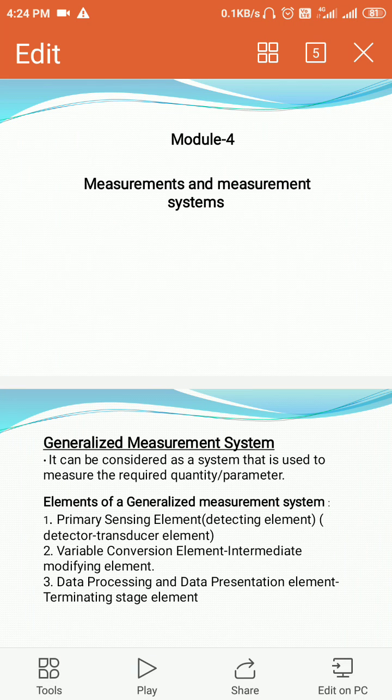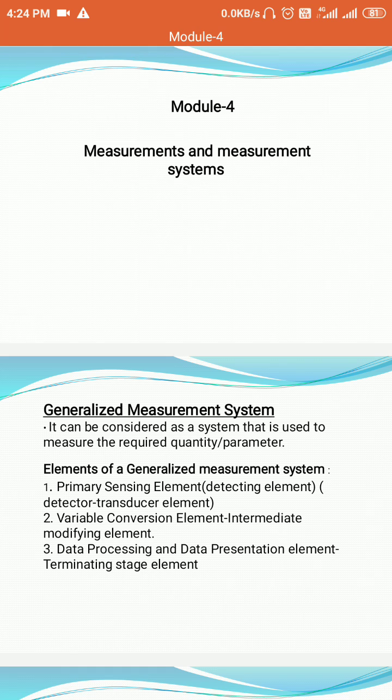Now we'll be starting with module number 4, measurement and measurement systems. This chapter is a very important chapter in which we are going to study what is measurement, what is a measurement system, what are the various performance characteristics of measurement systems, what are transducers, and what are different terminating devices. So today the most important part that we are going to study is the generalized concept of a measurement system, or what are the different elements of a measurement system.